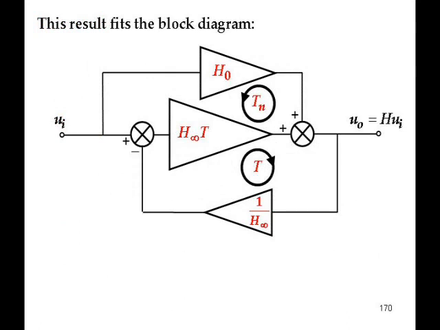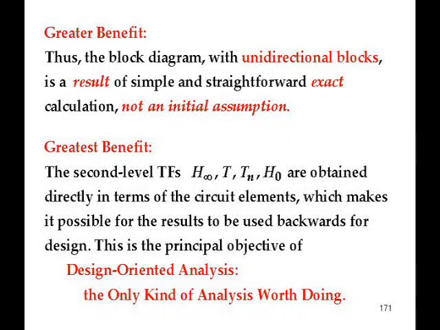It's what you get by solving for those transfer functions. They fit this diagram. In other words, this diagram is not assumed to begin with, and you try to calculate each box separately from the circuit. That doesn't work because it doesn't properly handle the non-idealities. By this method, the diagram comes out of the answer, and you get the correct results for all those transfer functions. It's a result of simple, straightforward, exact calculation, not the result of initial assumptions.